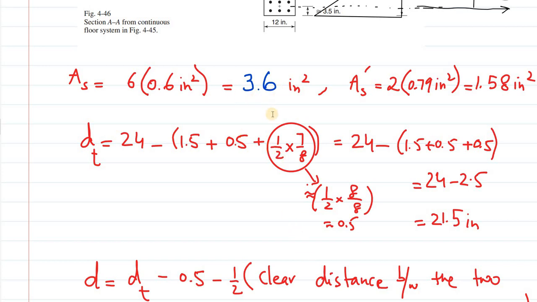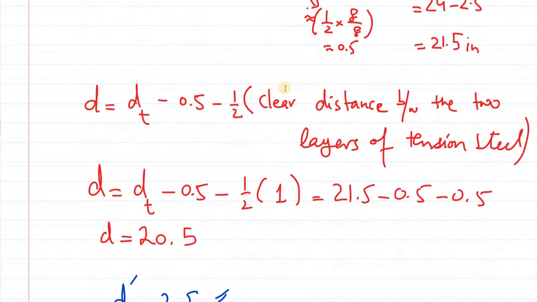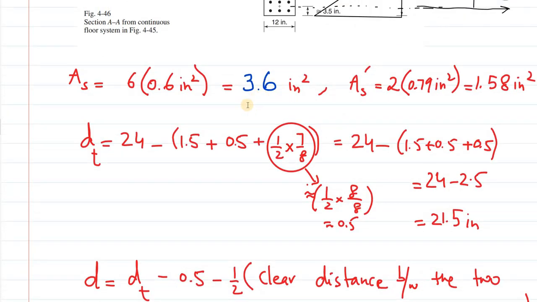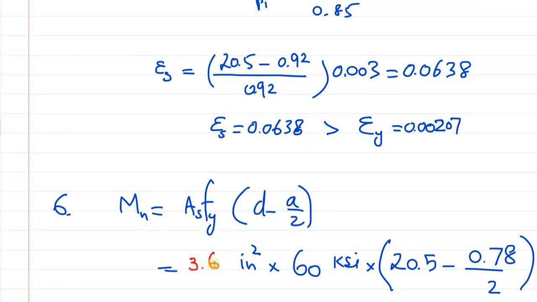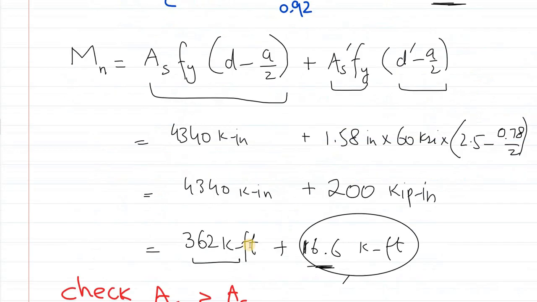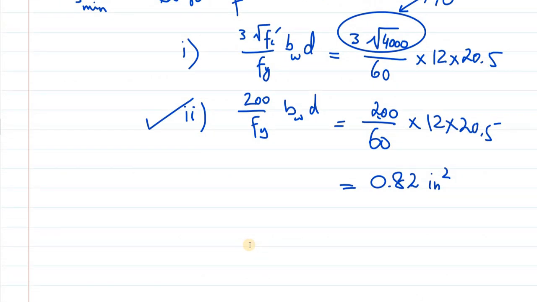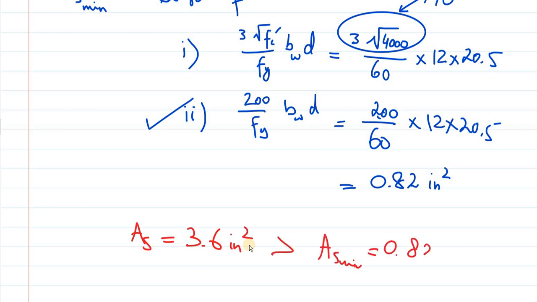So the rest of the calculations are, I think, quite good, but just a mistake over here in writing this answer. So AS is 3.6, and I've made the correction with a different color, so you can later on see that this has been corrected. Our AS provided is 3.6 inch square, and this is greater than AS minimum, which is 0.82 inch square. So this is okay.